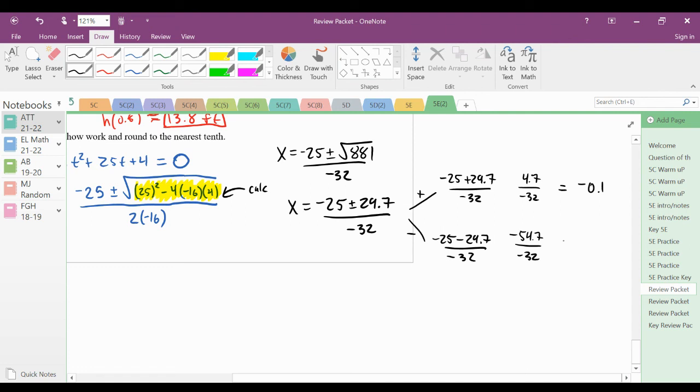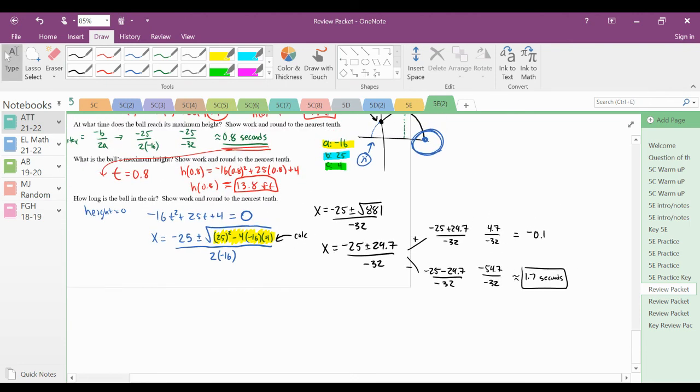and I get roughly 1.7 seconds. That's an answer I can live with, right? That's a positive value of seconds. All right, I know at 1.7 seconds, the ball hits the ground, so that would be my final answer there. This negative 0.1, that's this point over here that we said mathematically exists, but in terms of our problem, doesn't really make sense. So we're going to eliminate that negative time.